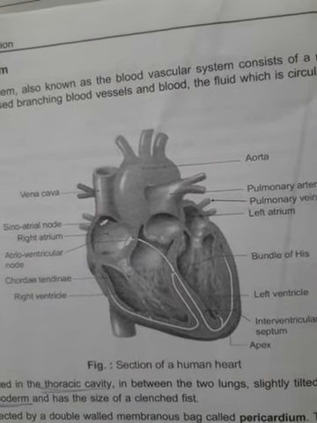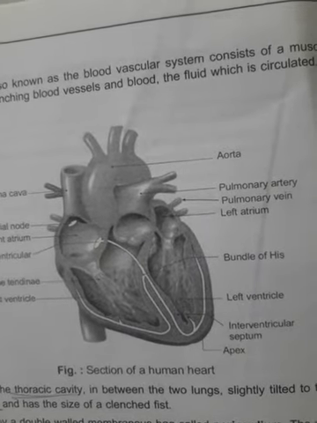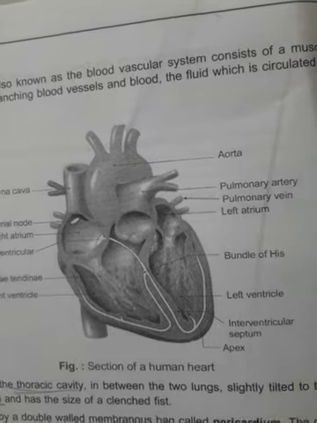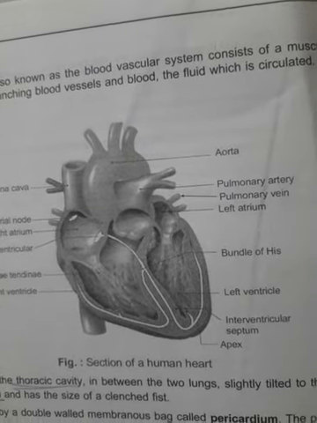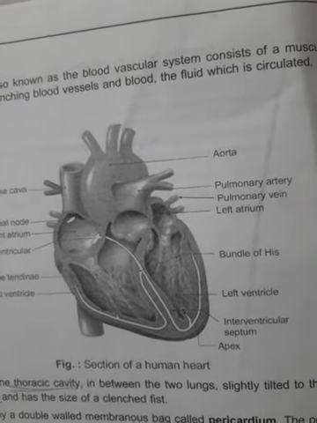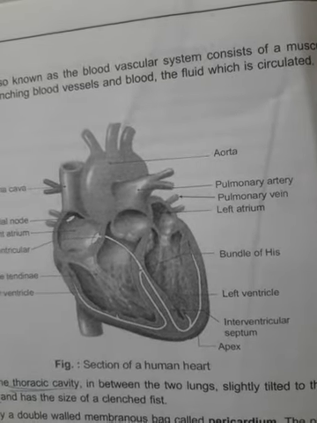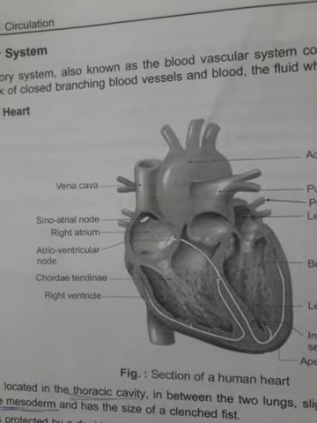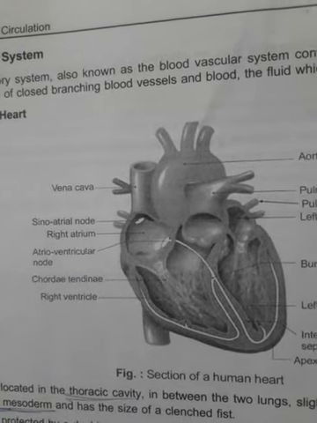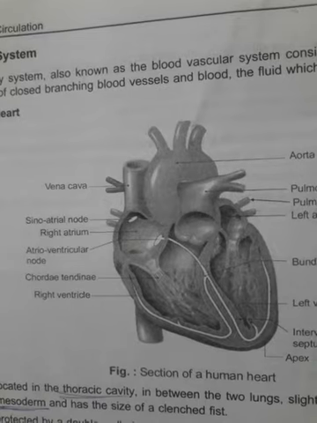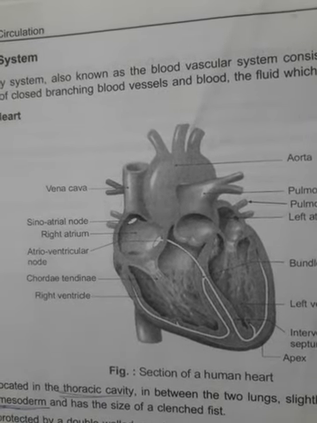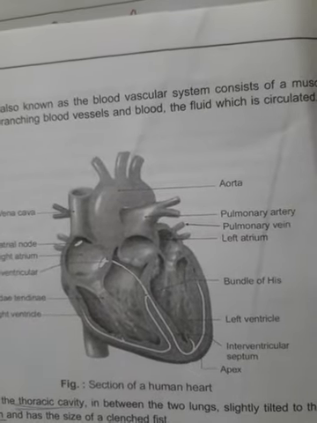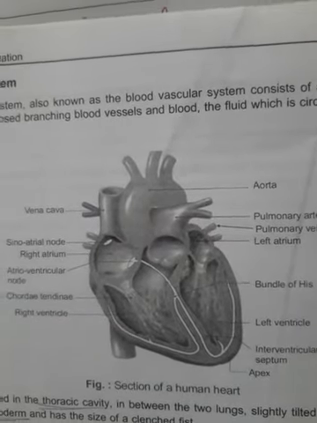This is the section of the human heart where you can see the aorta, pulmonary artery, pulmonary vein, left atrium, bundle of His, left ventricle, interventricular septum, apex, and vena cava, sinoatrial node, right atrium, atrioventricular node, chordae tendineae, and right ventricle. This is the section of the human heart.